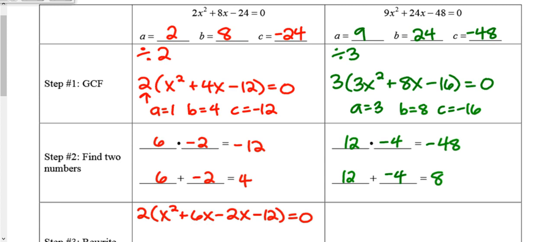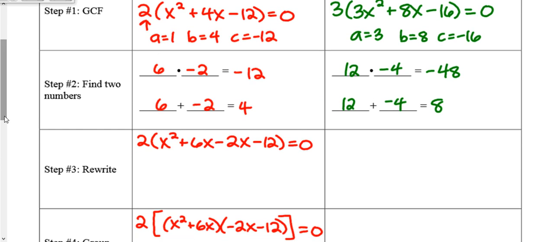So now I'm going to rewrite my quadratic using 12 and negative 4. So I had a greatest common factor of 3, and then I had 3x squared, and then I'm going to use my new numbers, so 12x minus 4x, which is still 8x that we started with, minus 16, and then we do our grouping.